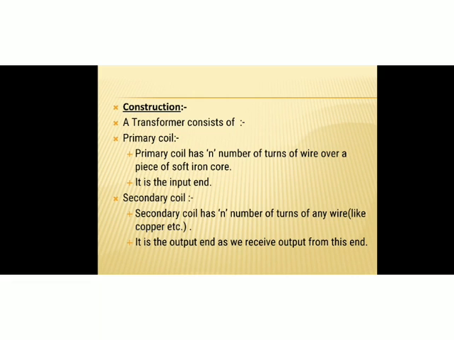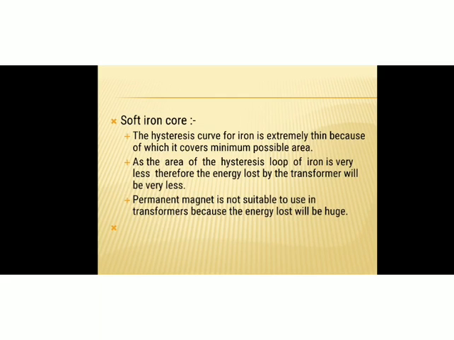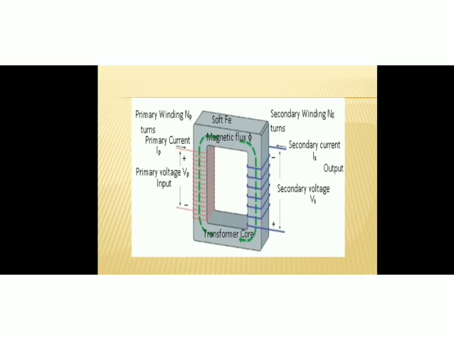So what are the important parts of a transformer? Primary coil, secondary coil, and a soft iron core. And this is the figure of a transformer. So this part of the soft iron core is the primary coil, and the current flowing through this coil can be considered as primary current. This is the input end, and the voltage is the input voltage.